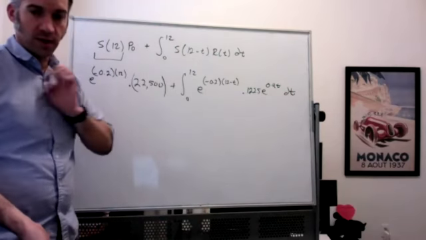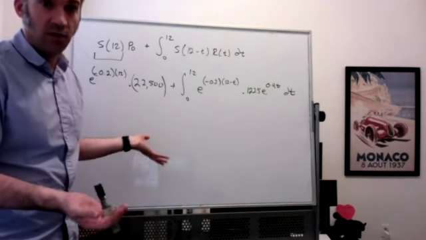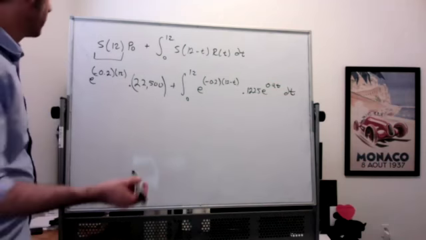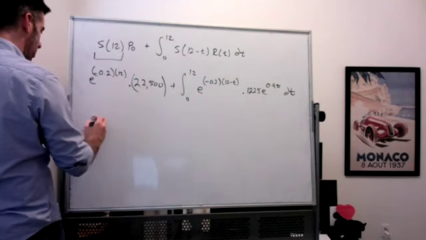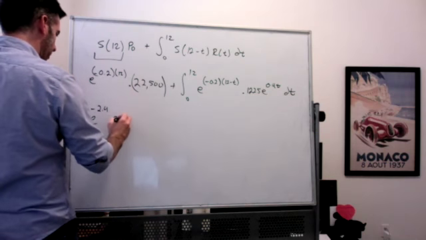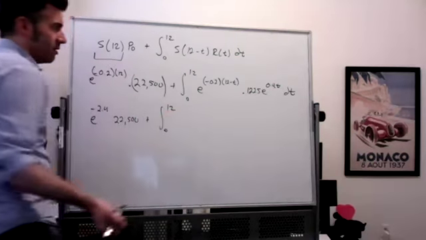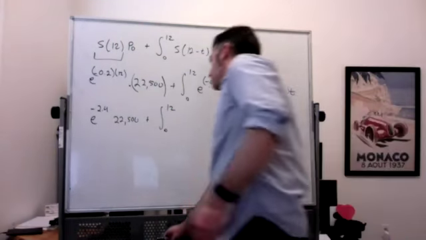We're going to do a little bit of simplifying. I know it looks terrible, but it's actually not that terrible. So this is going to be e to the negative 2.4 times 22,500 plus the integral from 0 to 12. Let's see. So let's pull this 1225 out in front.